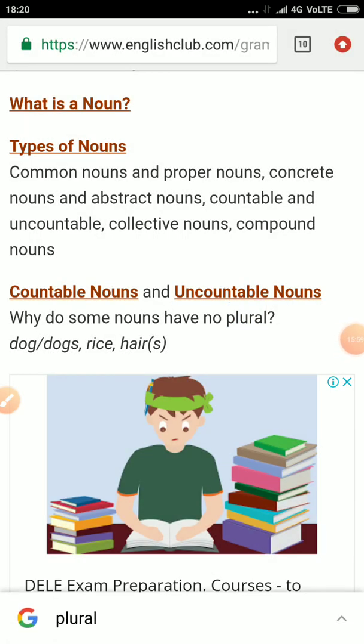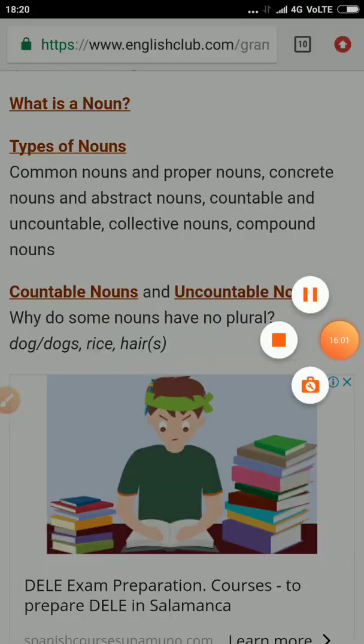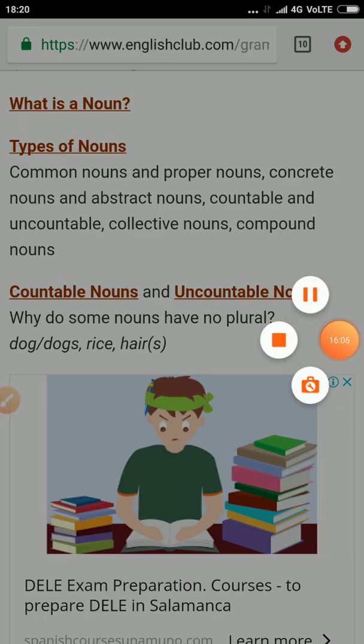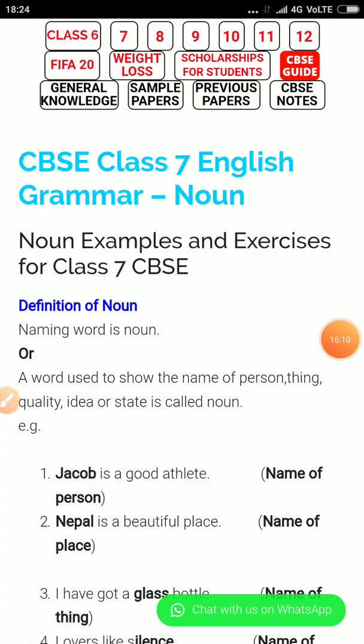So I will give you some examples, then you will better understand what a noun is and the basic concepts of noun. Now please see, these are some clear, apparent and concrete examples of noun, where you can more clearly understand what a noun is and the types of noun.